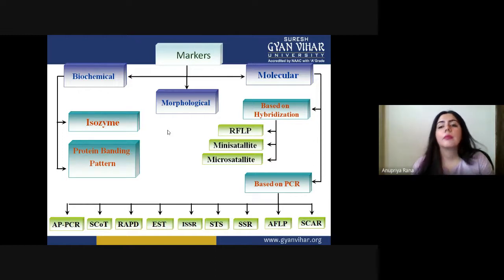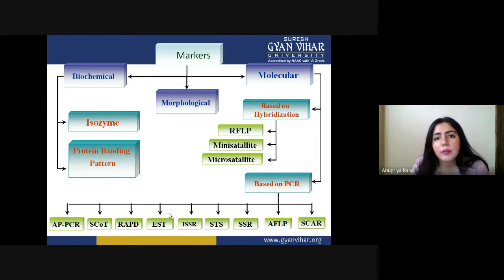Second, we have the molecular markers based on DNA, and they tell us the information on the basis of two methods. What are these two methods? The first is based on hybridization, which can be RFLP, minisatellite, and microsatellite based hybridization. The second one is based on PCR. On the basis of PCR, we can do molecular diagnostics like AT-PCR, SCoT, RAPD, EST, ISSR, STS, AFLP, and SCAR. These are the techniques which are based on PCR.